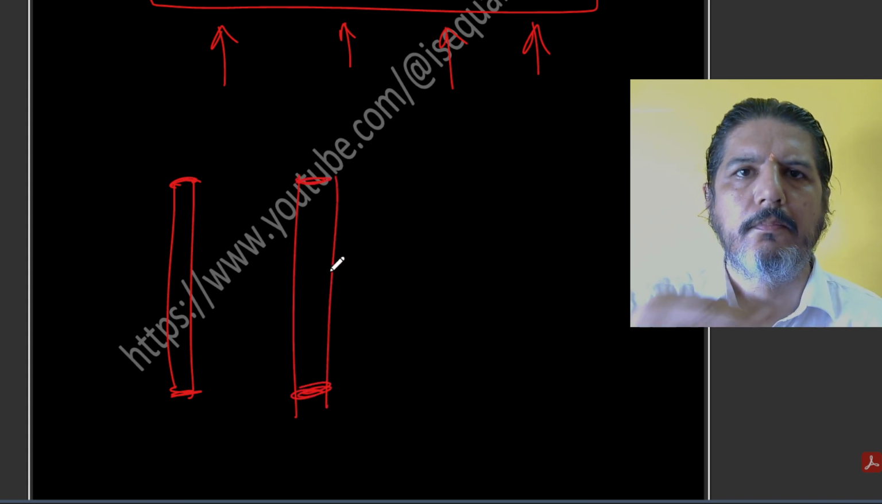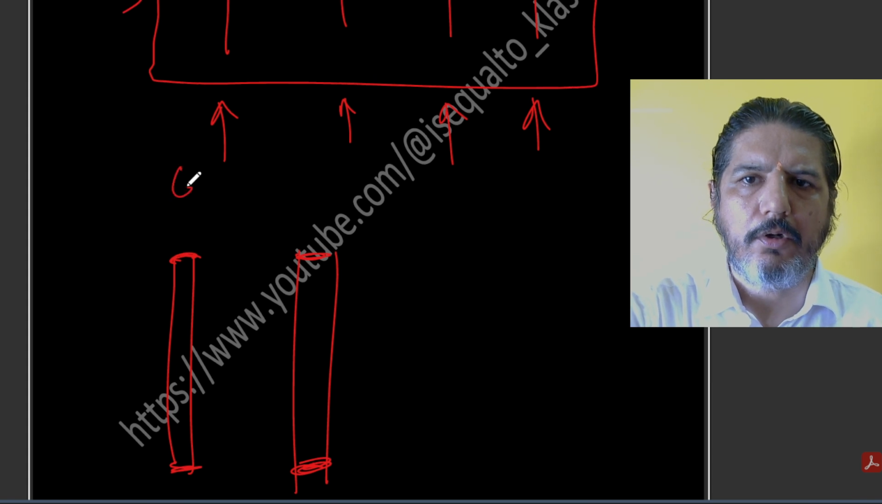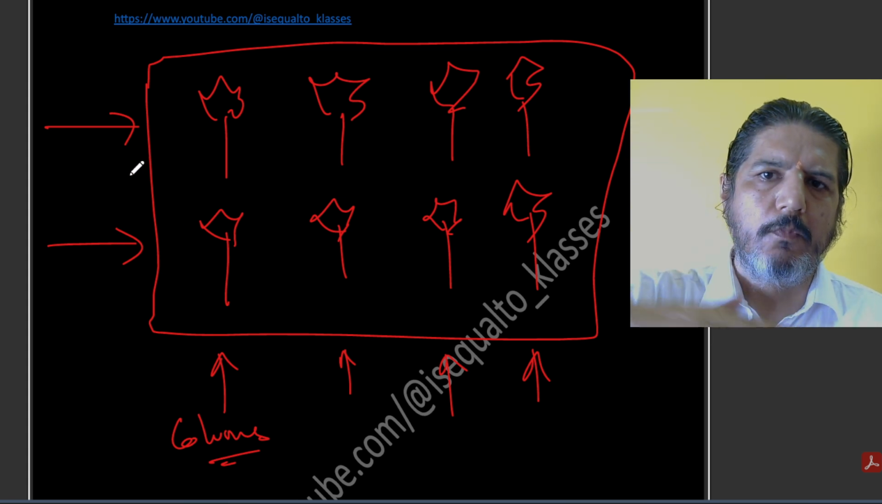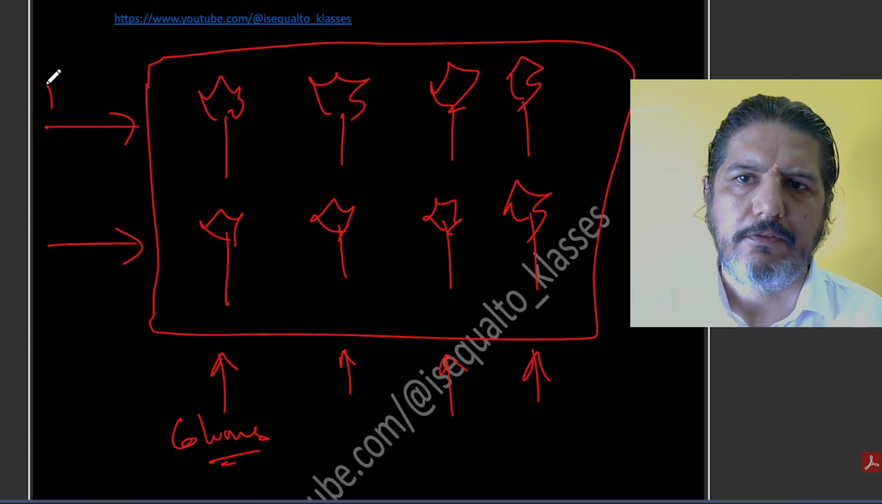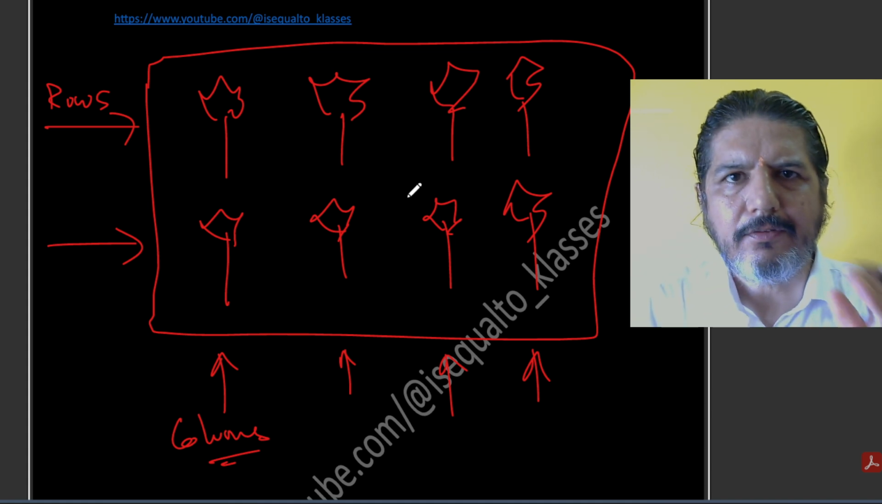So these straight ones are called columns. The vertical ones are called columns, and the horizontal ones are called rows. These are rows. Now, I want to make it as simple as possible.